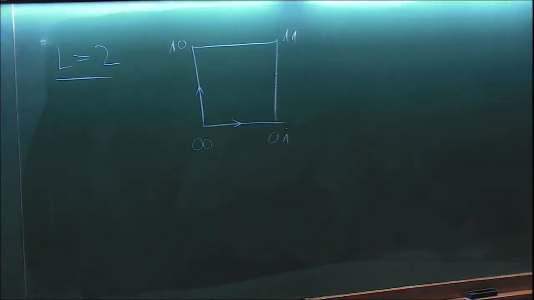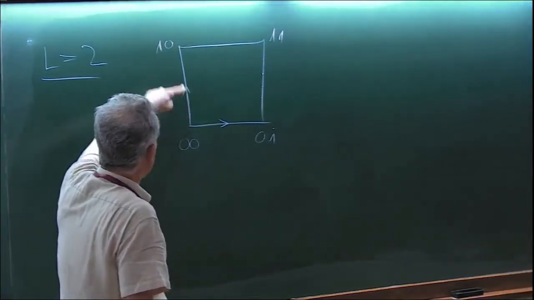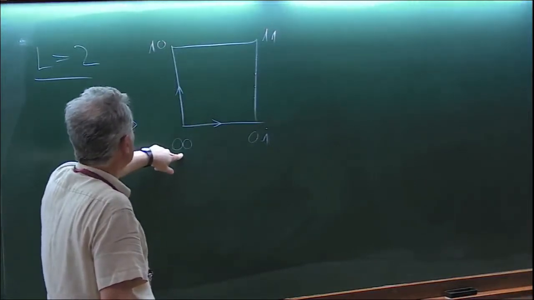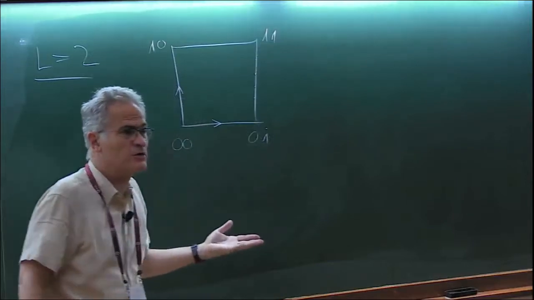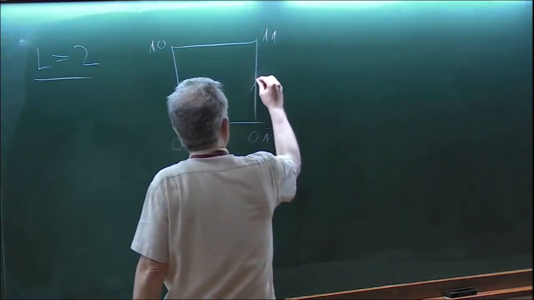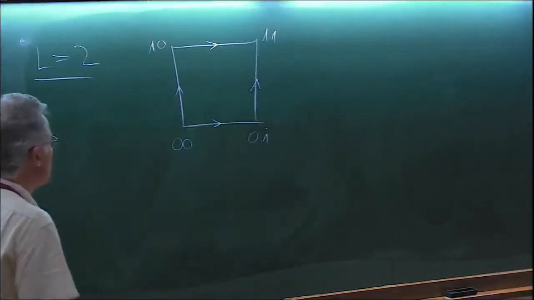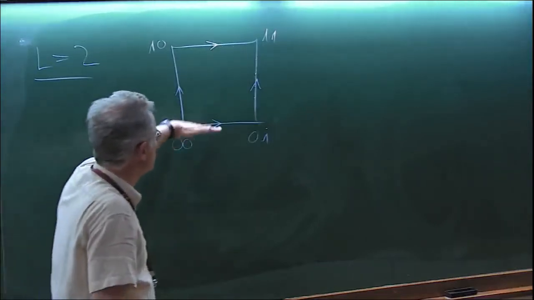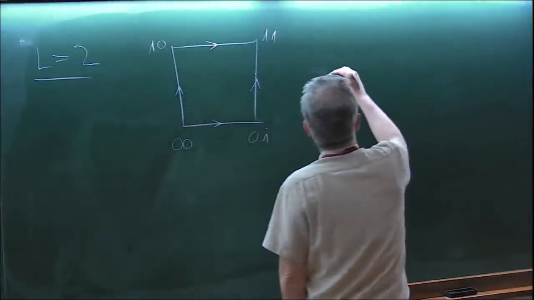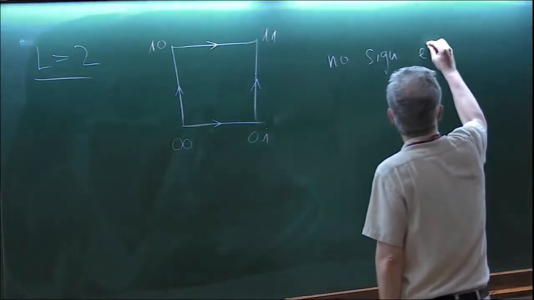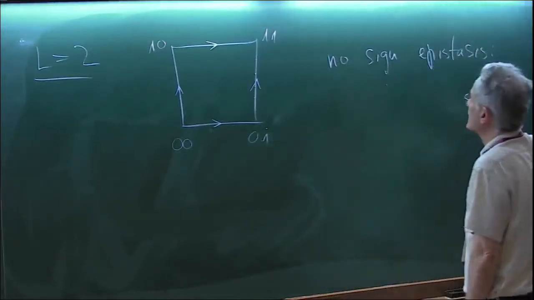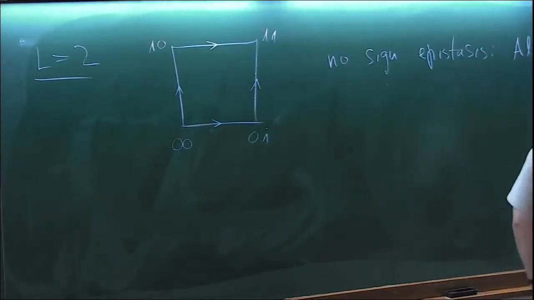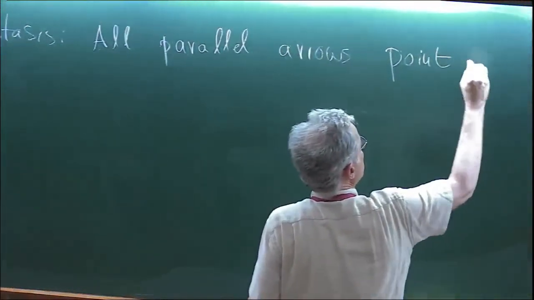Now, if there is no sign epistasis, this means the sign of the mutation 1, starting from this state, is positive. And if there is no sign epistasis, then the sign of mutation 1 always has to be positive. So this arrow also has to go up, and this arrow also has to go to the right. So this would be a case without sign epistasis, and the way to recognize this is that all parallel arrows point in the same direction.